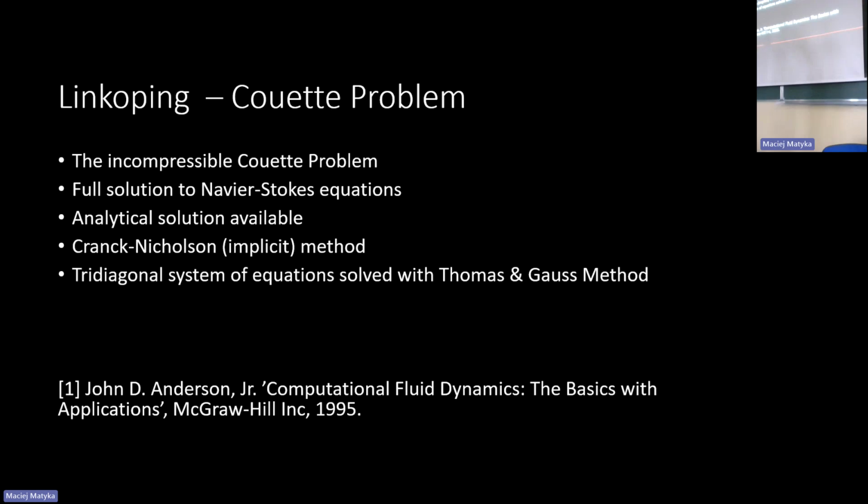So, the Couette problem, that was the first problem I was given. What is the problem? When I say problem, it does not mean that it's negative. It's very positive because it's like an exercise, okay? It's the problem to solve. The Couette problem is, does anyone know what the Couette problem is? No, okay.